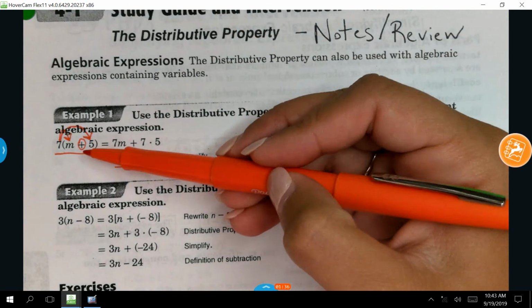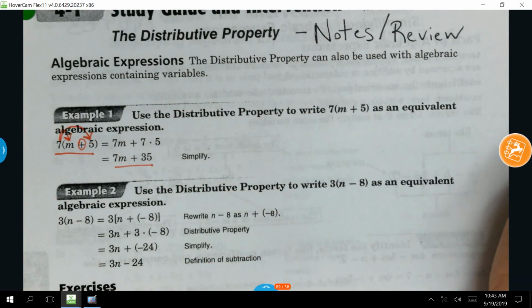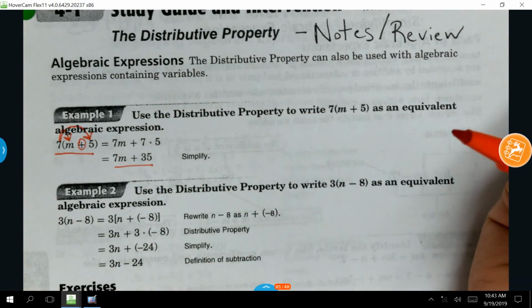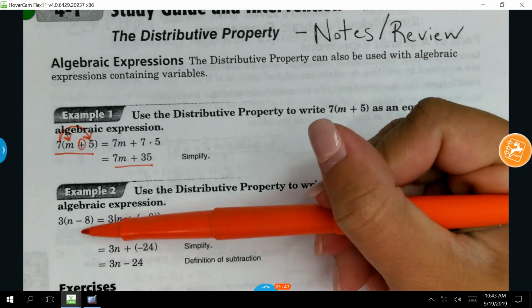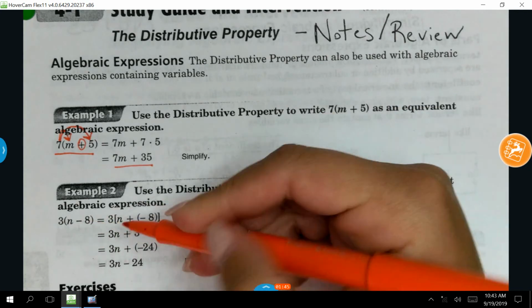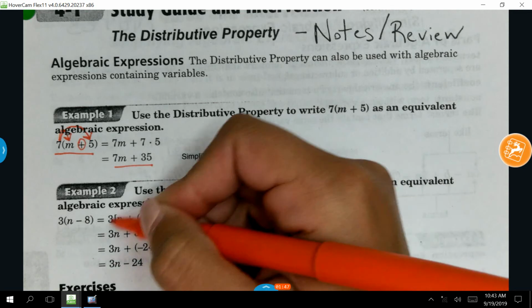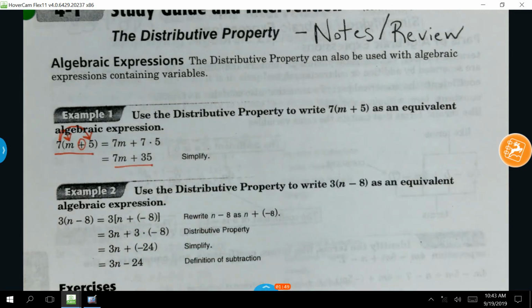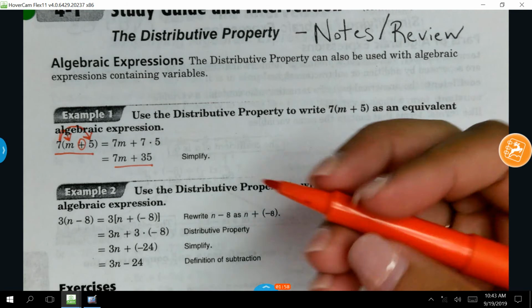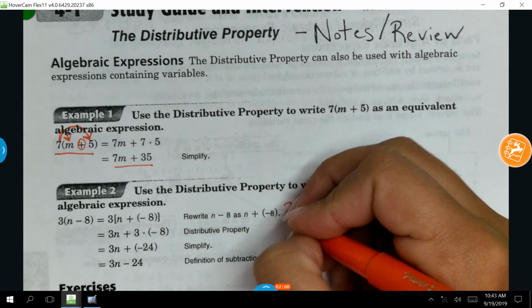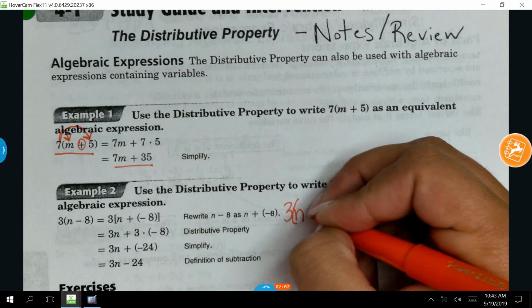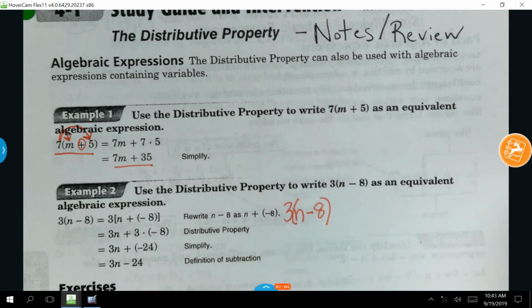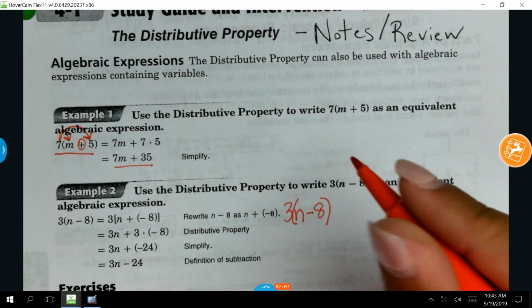What is different between this problem and this problem? Yeah, this one has a subtraction sign. The way that they worked it out is a little bit more complicated. I'm going to show you the way that I prefer to work it out, and I think it's the way that you might prefer too, and I think it's a way that maybe might help you not to make as many mistakes. So I'm going to rewrite it over here. Whoops. 3 times n minus 8. Can y'all see that?